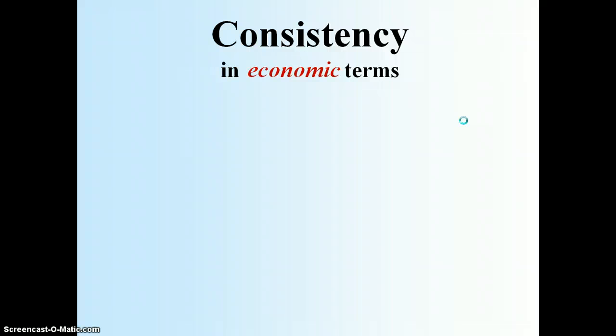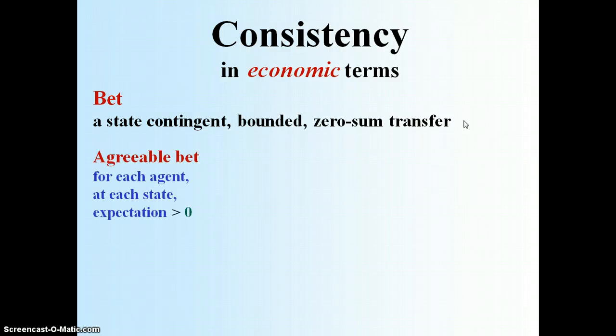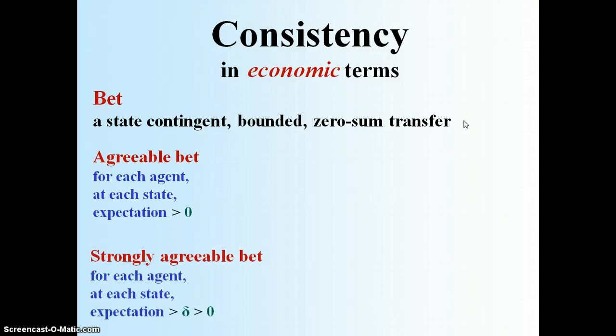Consistency in economic terms says that certain trades are impossible. The trades we are talking about are simple trades, they are bets. A bet is a state contingent bounded zero-sum transfer, let's say, of money. So in each state of the world, money is transferred between the agents where the sum of the transfers is zero. A bet is agreeable if at each state all the agents expect positive gains. And the bet is strongly agreeable if not only the expectations are positive, but they are bounded away from zero by some positive constant delta.